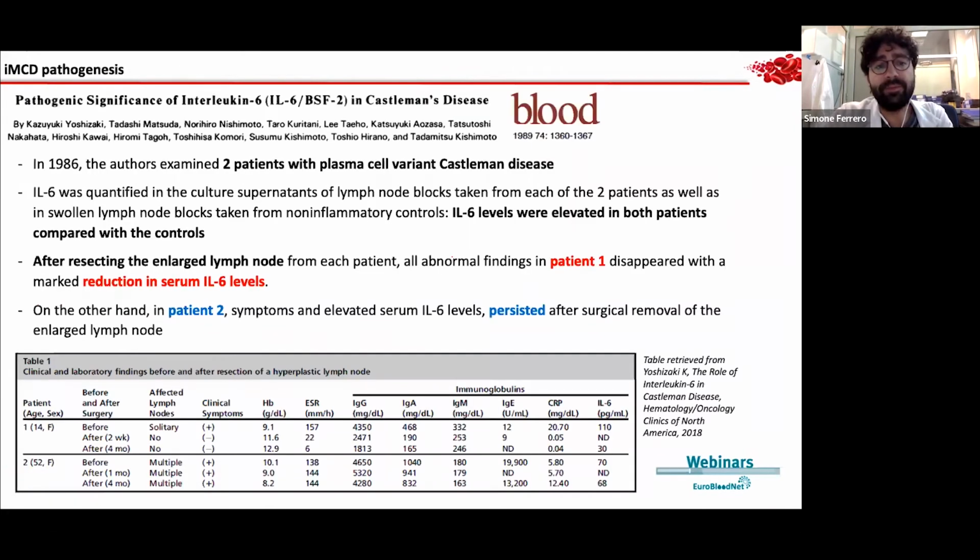Finally, what about pathophysiology? The central role of interleukin-6 as a mediator of inflammation in Castleman disease has been described more than 30 years ago. This report of 1989 described 2 patients with Castleman disease. Both patients showed elevated interleukin-6 levels compared with controls. After resecting the enlarged lymph node of the first patient, all the abnormal findings disappeared, and also a marked reduction in serum interleukin levels was registered. On the other hand, in the patient 2, after a surgical biopsy, symptoms and elevated interleukin-6 levels persisted after surgical removal of the enlarged lymph node.